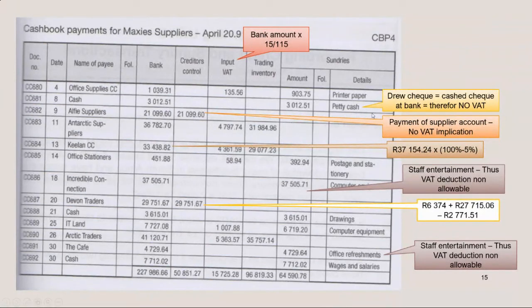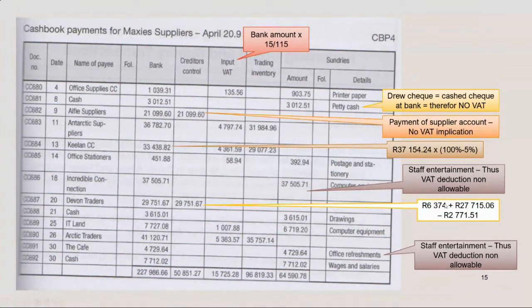Now, the first thing is we take it to petty cash because we took the money physically out of the bank. And when I take money out of the bank, there's no VAT because it's physical cash. Then a payment to a supplier has no VAT implication because it's also cash exchanging hands, from one person to another. Then I've just shown you how to get to that 33,000 that we've discussed. That PlayStation, just to highlight, is staff entertainment, and for that reason the input VAT is a non-allowable deduction. So that is why it's 0.